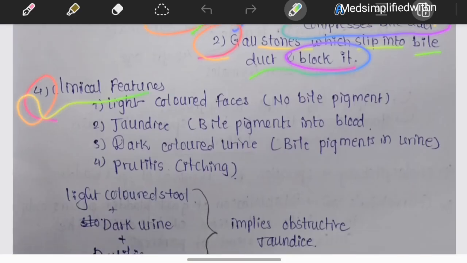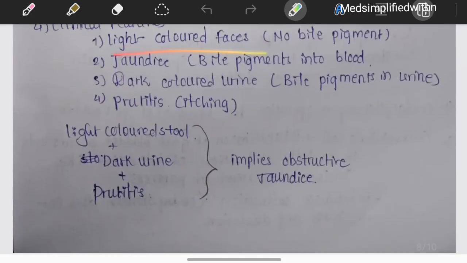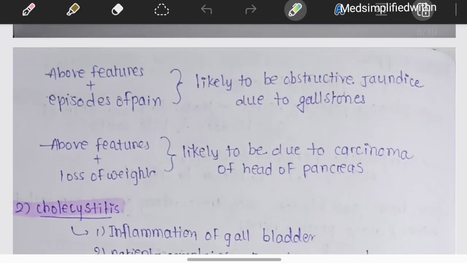Then the clinical features: light colored feces, jaundice, bile pigment in the blood, dark colored urine, and pruritus, which means itching. Light colored stool plus dark urine and pruritus implies obstructive jaundice. The above features plus episodes of pain are likely obstructive jaundice due to gallstones. The above features plus weight loss are likely due to carcinoma of the head of the pancreas.